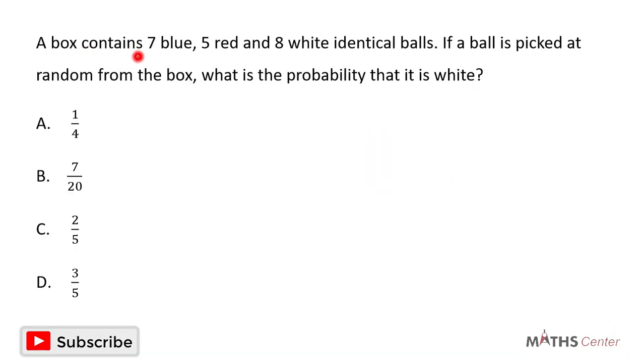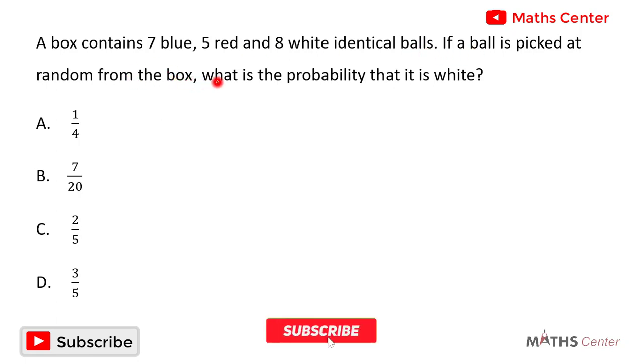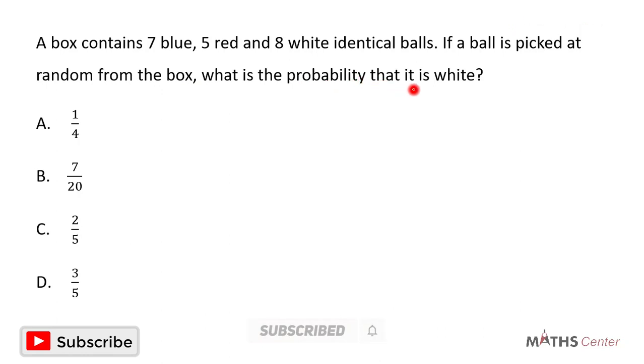A box contains 7 blue, 5 red, and 8 white identical balls. If a ball is picked at random from the box, what is the probability that it is white? This is a multiple choice question, and so we will solve the question, and then after that we will pick the correct option. The box contains 7 blue balls, 5 red balls, and 8 white balls.